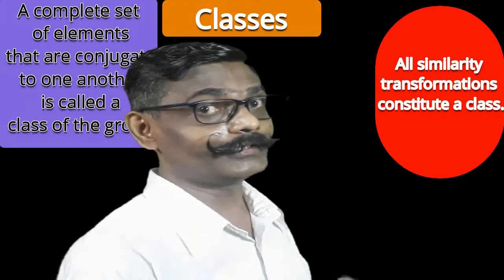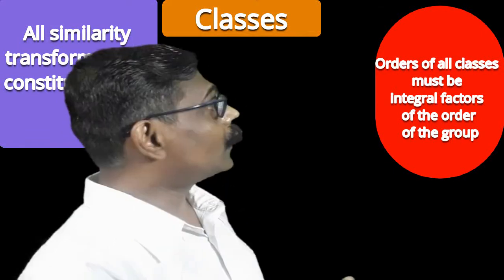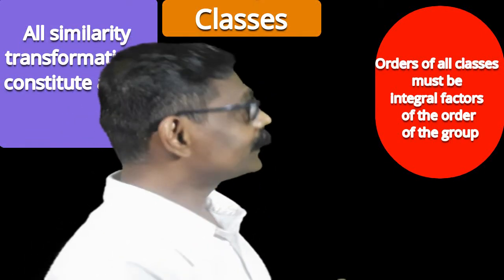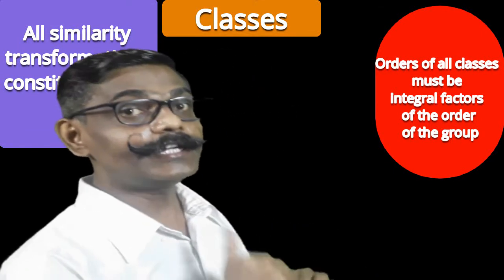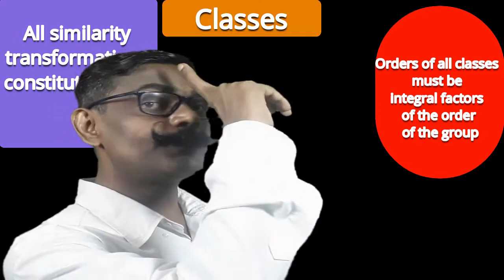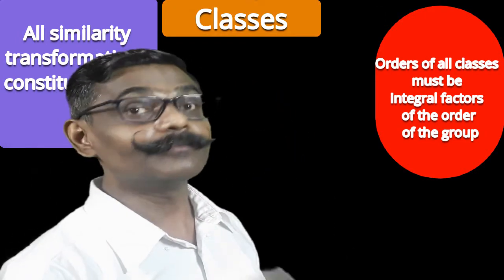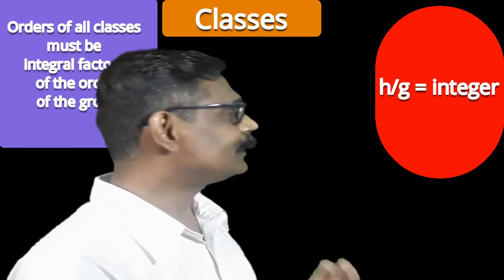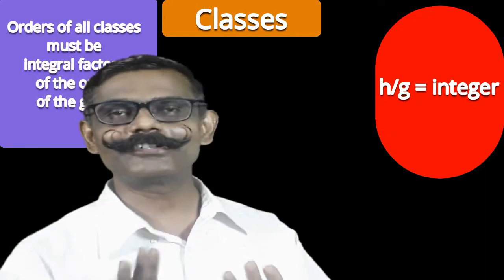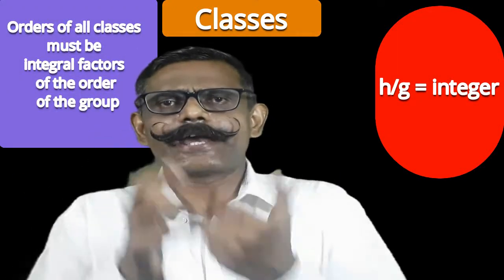The third important point in considering the concept of class: the order of a class, let's say g, is an integral factor of the order of the main group h. It means h upon g is equal to an integer. Let us describe this term by example.